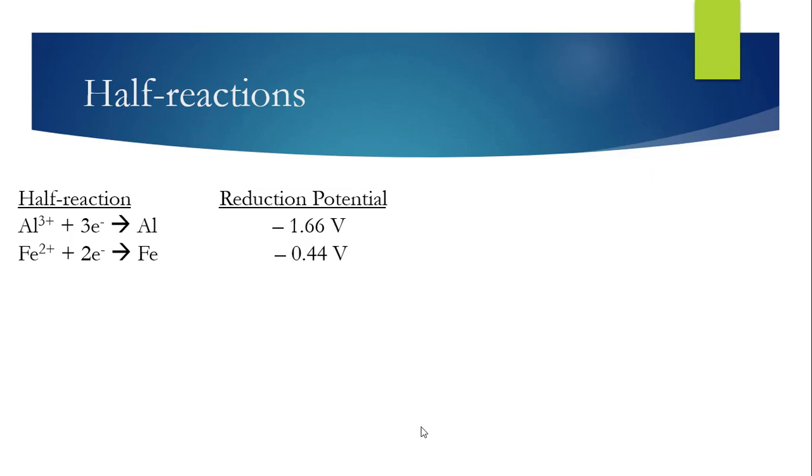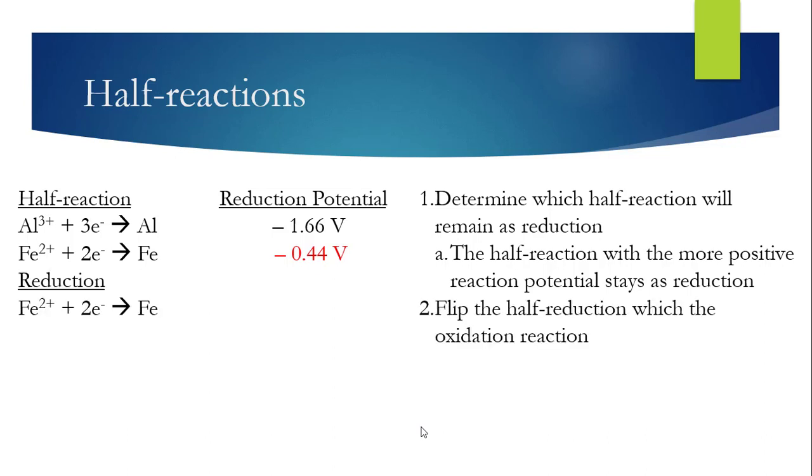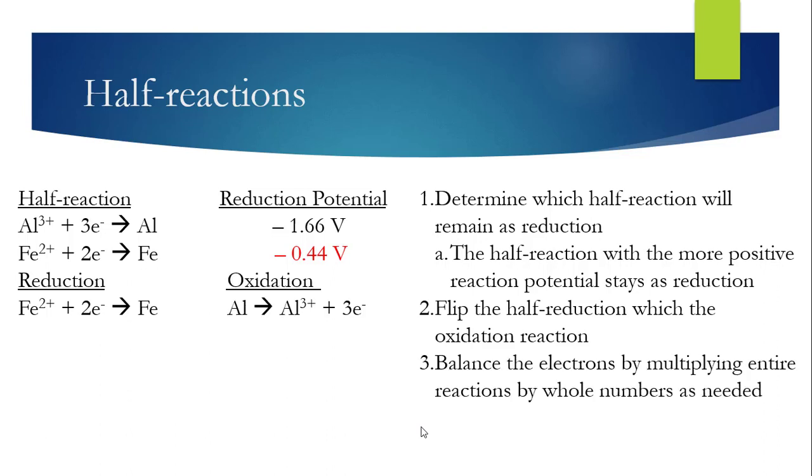How do we get that answer? We follow the steps. Got to figure out which half reaction will remain as reduction. So we pick the more positive reduction potential. Though both reduction potentials are negative, the 0.44 is more positive than the 1.66, so iron stays in the reduction form. That means aluminum is the oxidation form, and so it needs to be flipped. Now we need to balance the electrons by multiplying the entire reaction by whole numbers as needed.